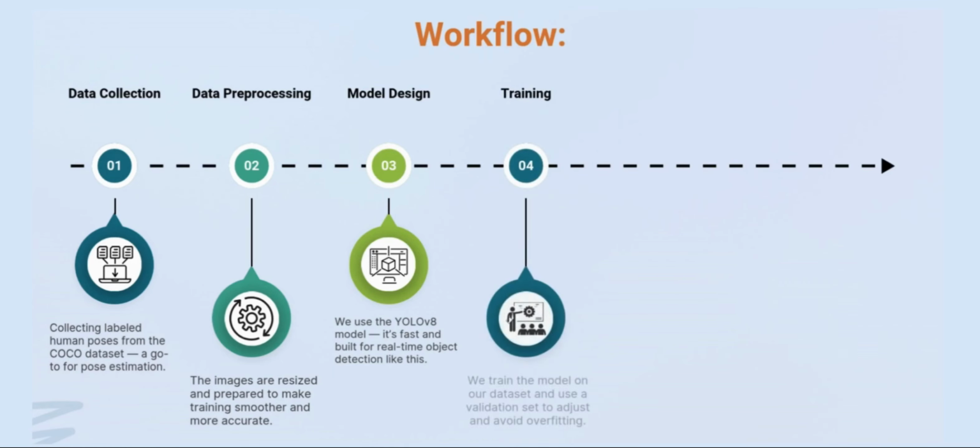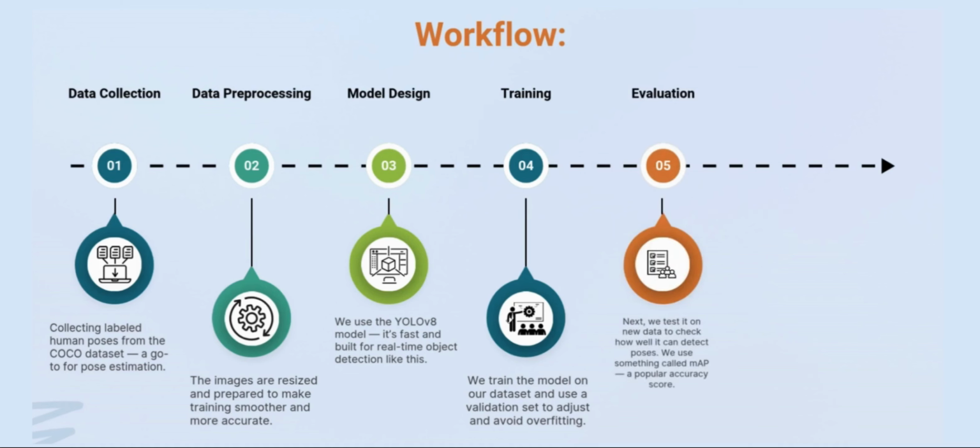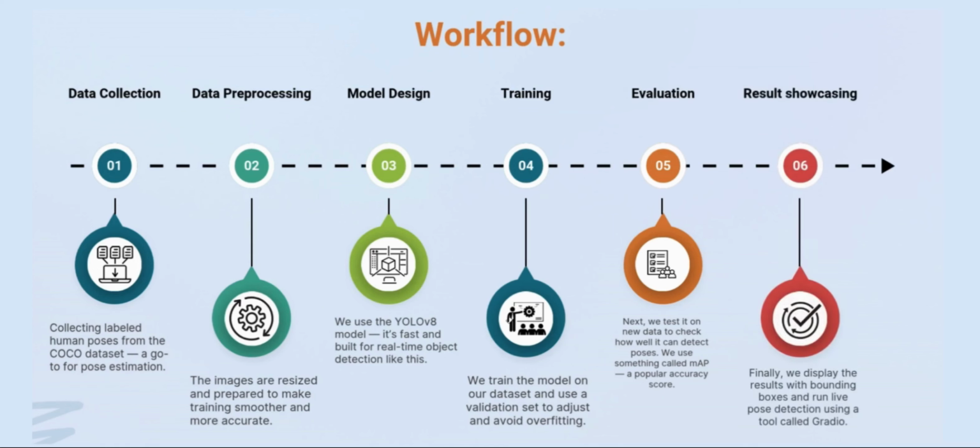After that, we move on to training. We train the model on our dataset and use a validation set to adjust and avoid overfitting. Once training is done, we perform evaluation. We test it on new data to check how well it can detect poses. We use something called mAP, a popular accuracy score. Finally, we display the results with bounding boxes and run live pose detection using a tool called Gradio.